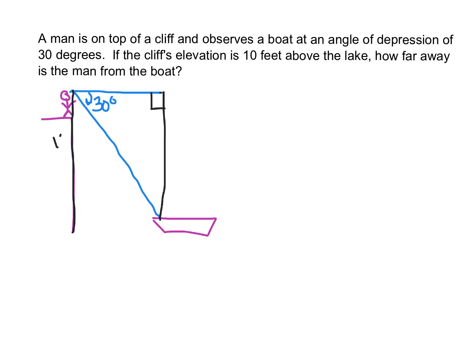So it's saying this distance has to be 10 feet. And then it's saying that we want to find how far away the man is from the boat. So that's going to be x. This is our distance from the man to the boat. So from here we need to think about which trigonometric function is going to help us solve this triangle. So let's do SOH CAH TOA and then take a look at what we have.